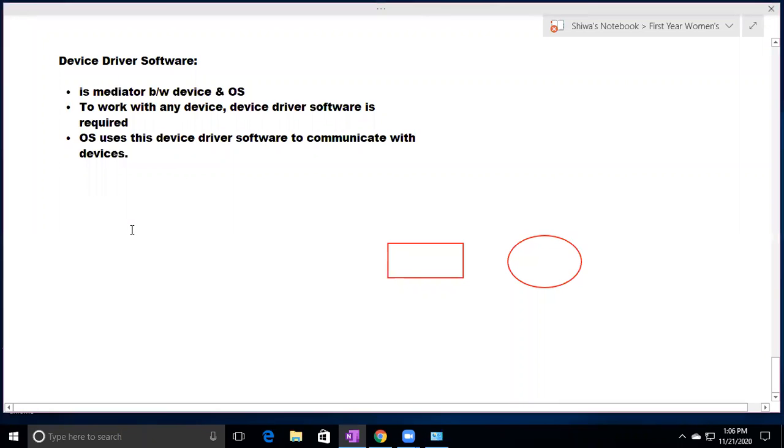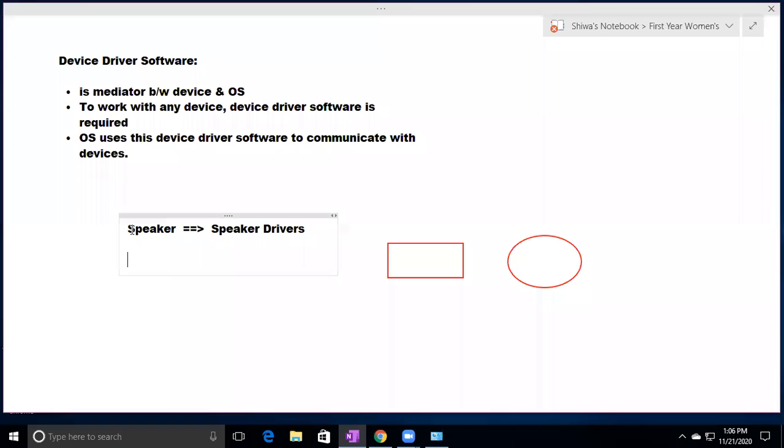Like that, for the speaker, you are listening to my voice. For the speaker, drivers are required. Then only the speaker will work. If speaker drivers are not there, you cannot work with the speaker. I'm using a mic, or you can say microphone. To work with this microphone, the computer should have microphone drivers.